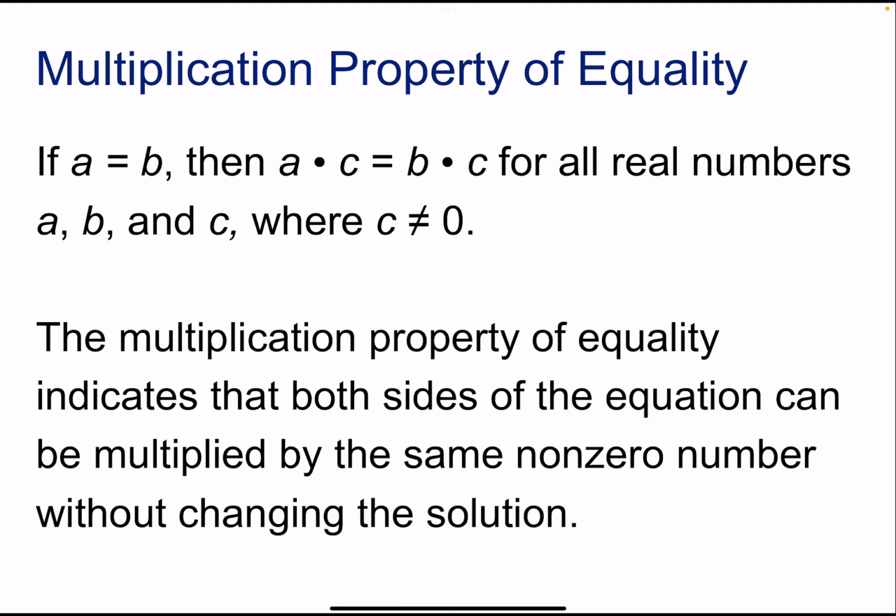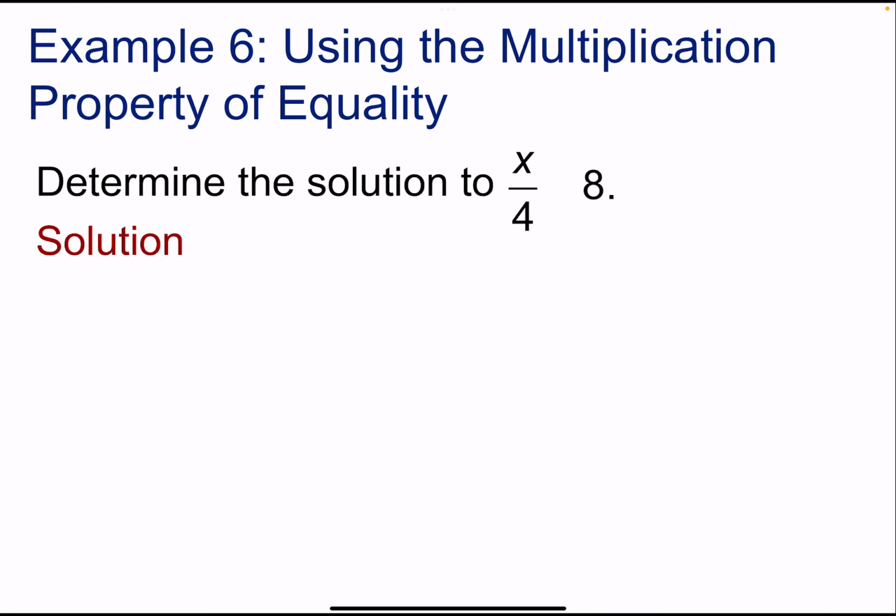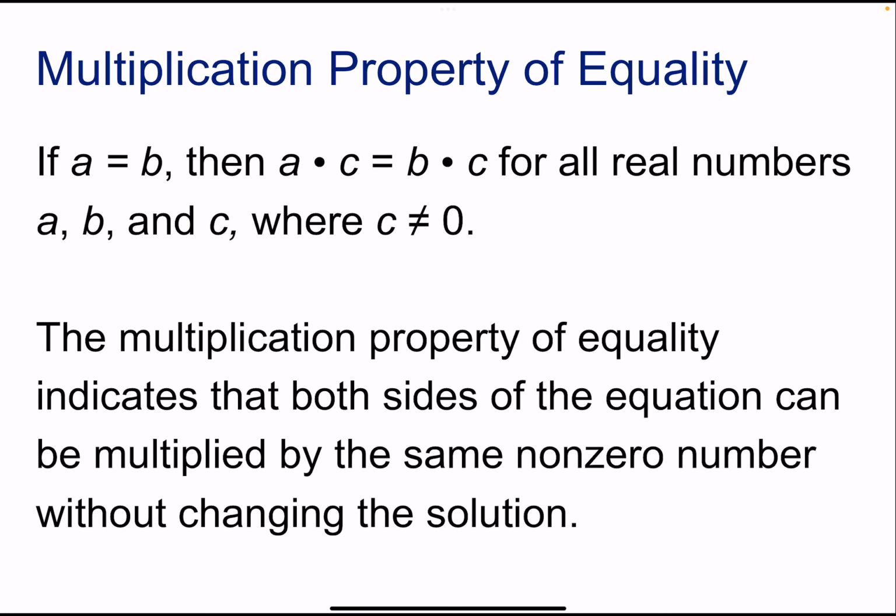The third property is also fairly simple. If you have an equation, you can multiply both sides by the same constant, but it has to be non-zero, the same non-zero constant. And then this way you will not change the solution. You don't want to multiply both sides by 0, for example. If you multiply by 0, you get 0 equals 0.